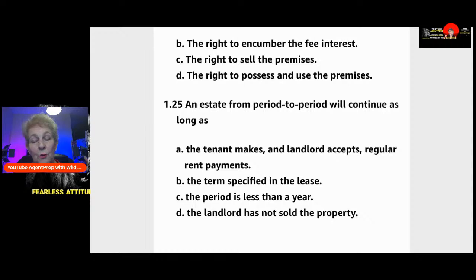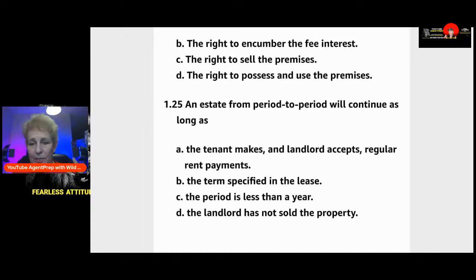Sophia, no, it is not B. Take another attempt. B says the term specified in the lease. Well, what if they don't have a written lease? What if it's a verbal lease, and it's period to period? Could be what? Day to day, week to week, month to month, year to year. So what would that make it? The answer here is A.